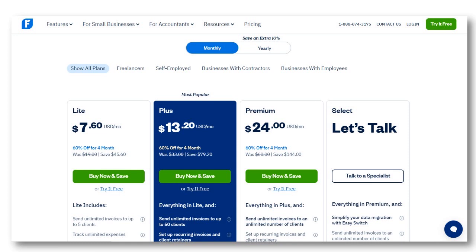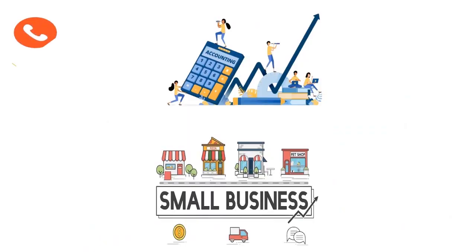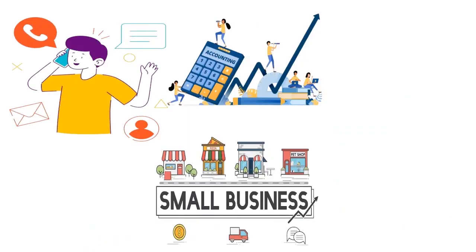Now, I want you to look at the screen right now. Here is the cost for FreshBooks. You have 7, 13, and 24. So 24 for the premium. If you want to go for the select plan, then you have to contact FreshBooks for them to see how they can set you up.